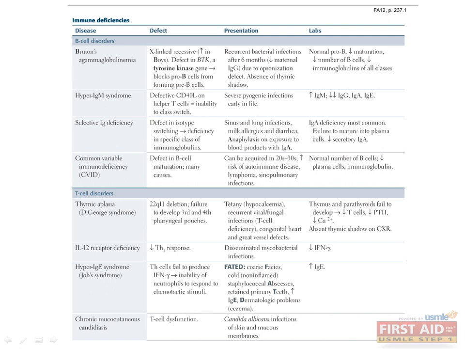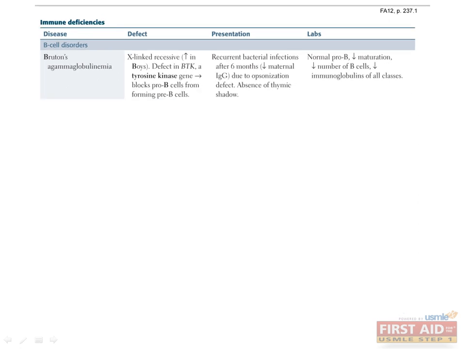There are numerous ways to organize the immune deficiencies, and you should certainly pick a way that you find the most useful. For the purpose of our discussion, we'll divide the immune deficiencies on the basis of which immune system component is deranged. The B-cell disorders include Bruton's agammaglobulinemia, hyper-IgM syndrome, selective Ig deficiency, and common variable immunodeficiency.